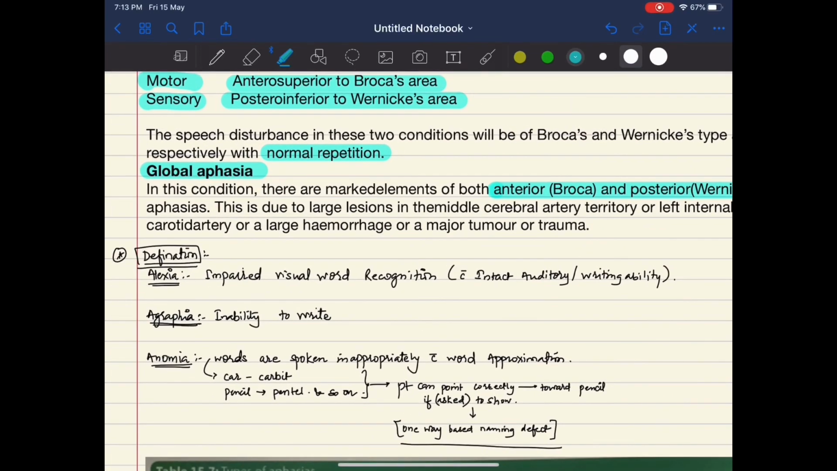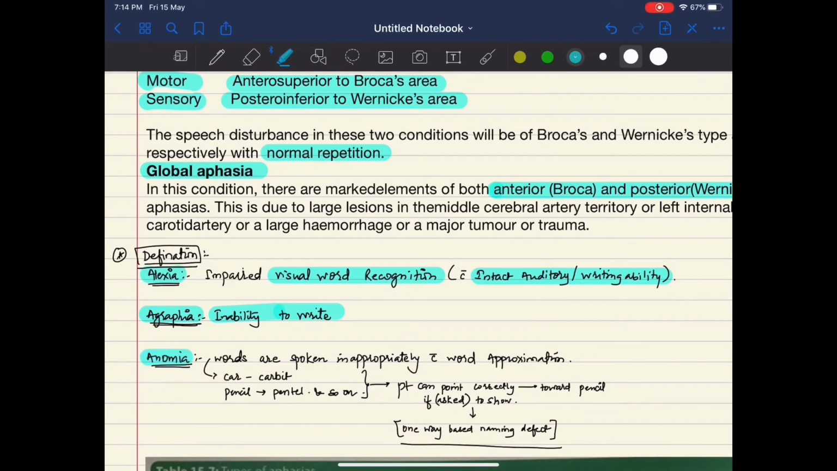Please go through it. First is alexia. Alexia is nothing but impaired visual word recognition with intact auditory and writing ability of the patient. Only visual word recognition is hampered in alexia. Agraphia is nothing but inability to write.